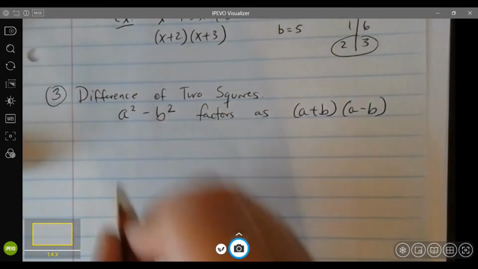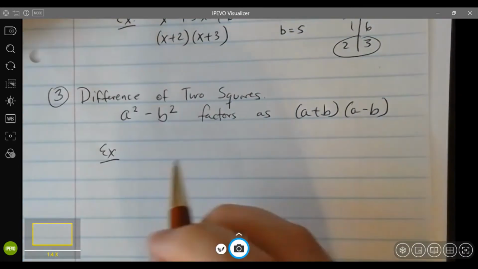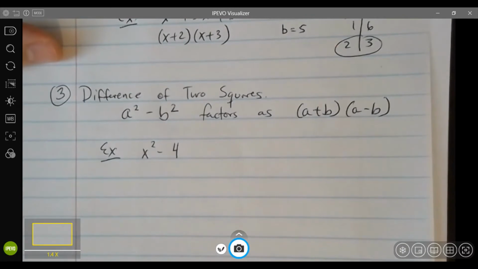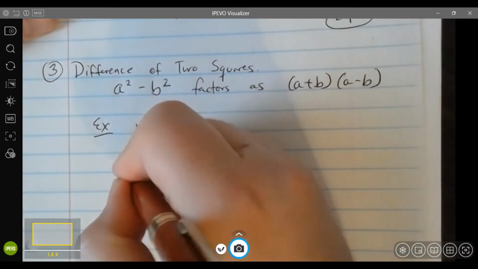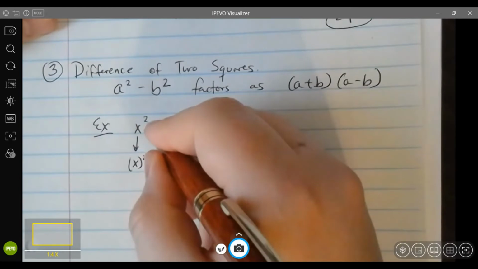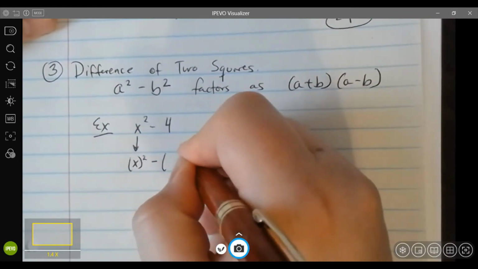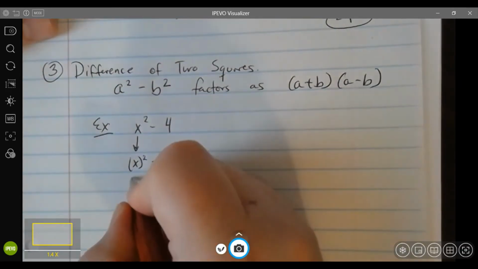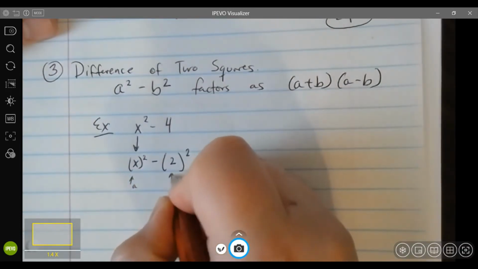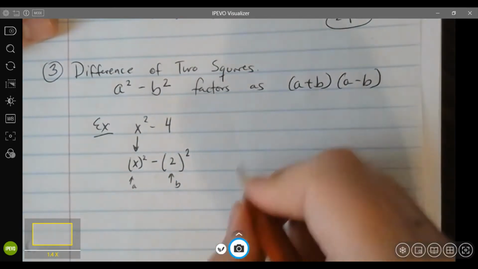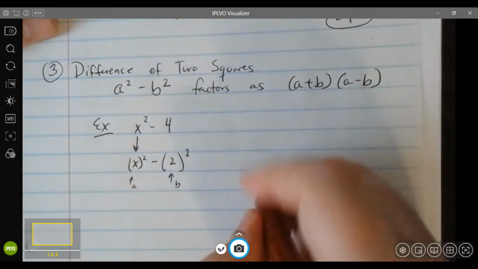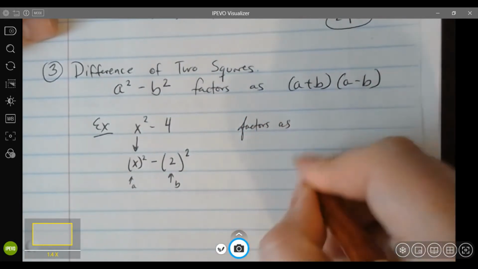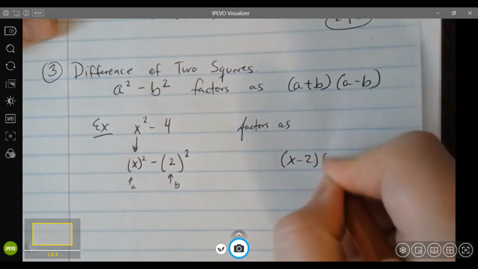Just as an example of that, let's say x squared minus 4. Well, x squared can be written as x to the power of 2, bring down the minus, and 4 is a perfect square. It can be written as 2 squared. So x is your a, 2 is your b. Just plug them into this. So x squared minus 4 factors as (x minus 2) times (x plus 2).